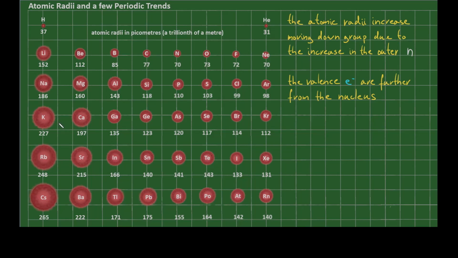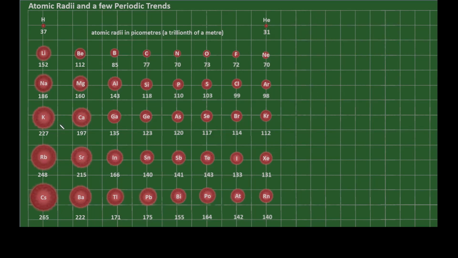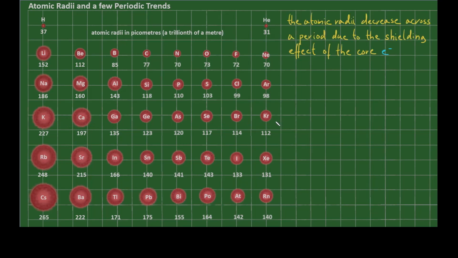With respect to the atomic radii, there is another easily observable trend. As we move across a period, the atomic radii decrease. This decrease in the size of the atomic radii can be explained, in part at least, due to the shielding effect of the core electrons. I'm going to use lithium and neon to hopefully demonstrate. These two red spheres that I'm drawing in right now represent the nuclei of lithium and neon down here.